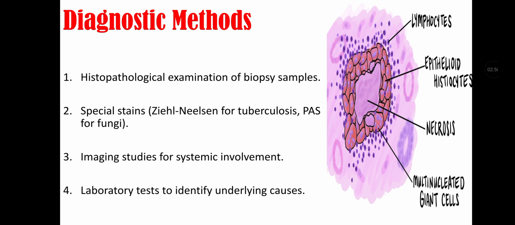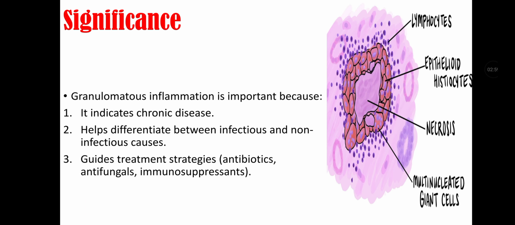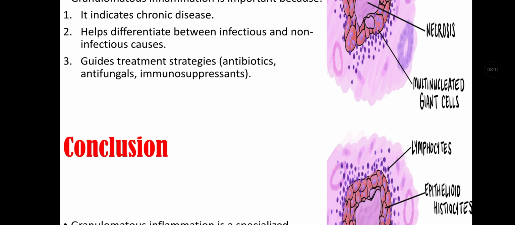Significance of granulomatous inflammation. First, it indicates chronic disease. It helps differentiate between infectious and non-infectious causes. It guides treatment strategies like antibiotics, antifungals, and immunosuppressants.